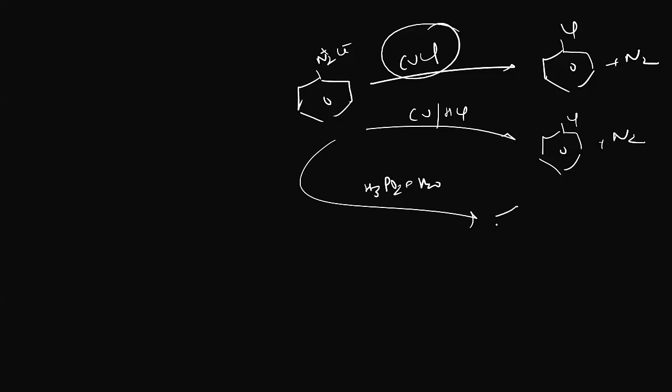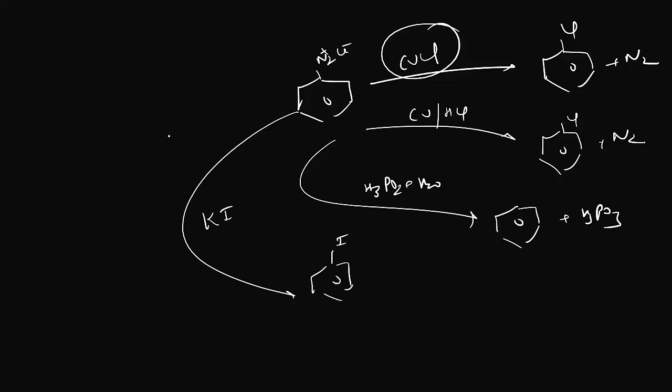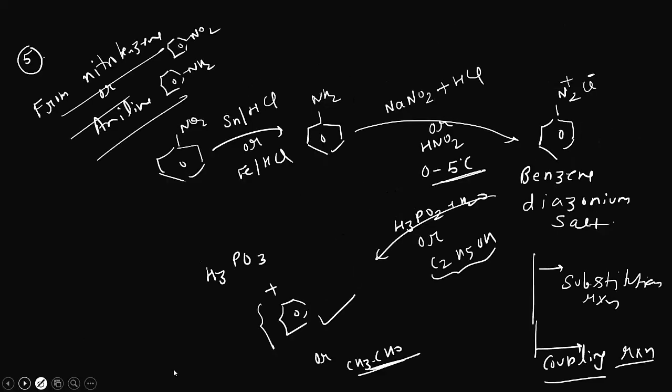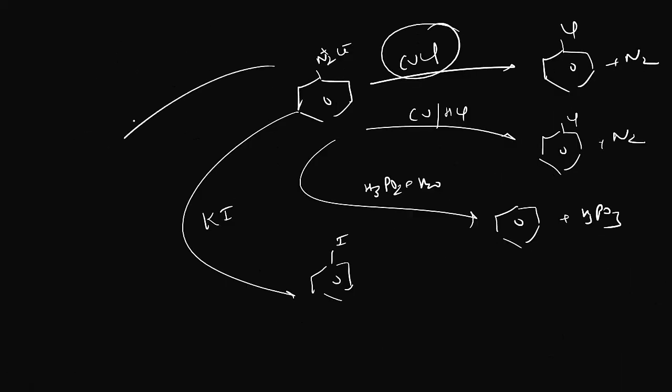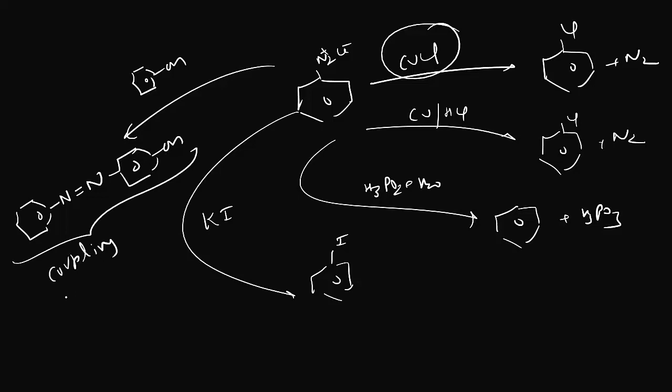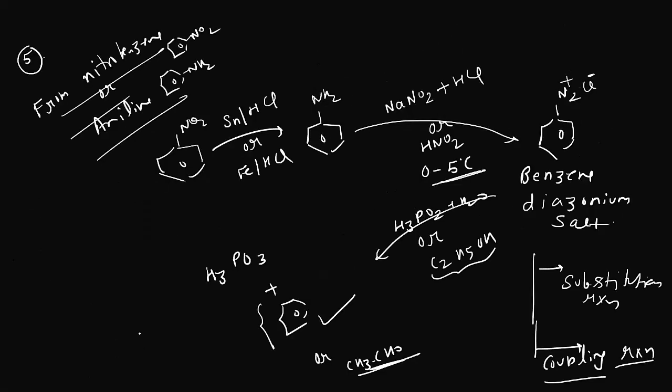With H3PO2 plus H2O, I already told you that benzene will be formed. Similarly, if you use KI, then iodobenzene will be formed. So many reactions you can write. There is one more type: the coupling reaction. When this benzene diazonium chloride is reacted with phenol, a special type of process takes place where both nitrogen atoms remain, and we get this compound. This is the coupling product. I'll talk about all these reactions in the chapter on alkyl and aryl halides, but up to here you write this.